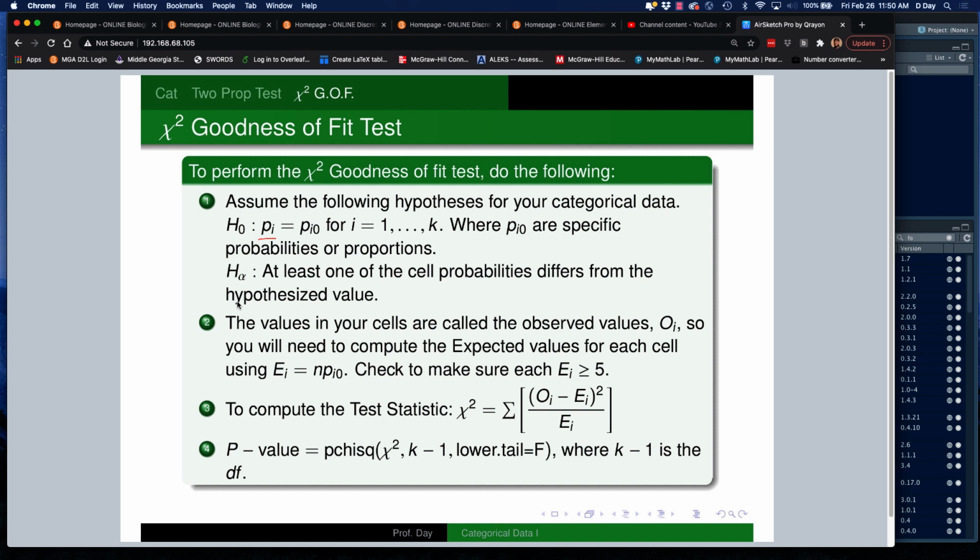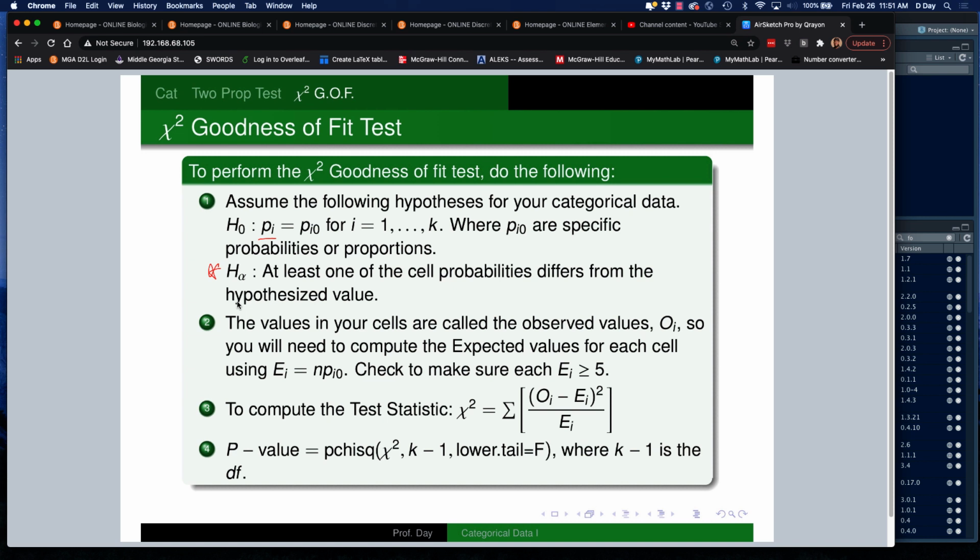The HA is always going to be this: at least one of the cell probabilities, or at least one of the probabilities, differs from the hypothesized value. We can be a little more specific when we have something to go off of, but that's usually the way. The HA is just a worded thing in this case. We're saying at least one of those things differs from what we know.